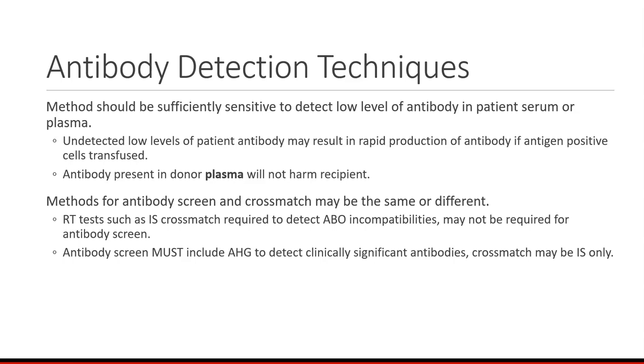The methods for the antibody screen and the cross-match may be the same or they may be different. Room temperature tests such as the immediate spin cross-match are required to detect ABO incompatibilities. They may not be required for the antibody screen. The antibody screen must include the AHG to detect clinically significant antibodies. The cross-match may be immediate spin only if the criteria for doing an immediate spin is met, and that means that the patient has a negative antibody screen.